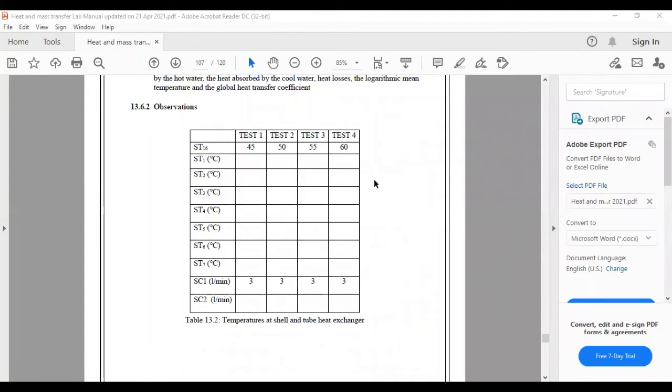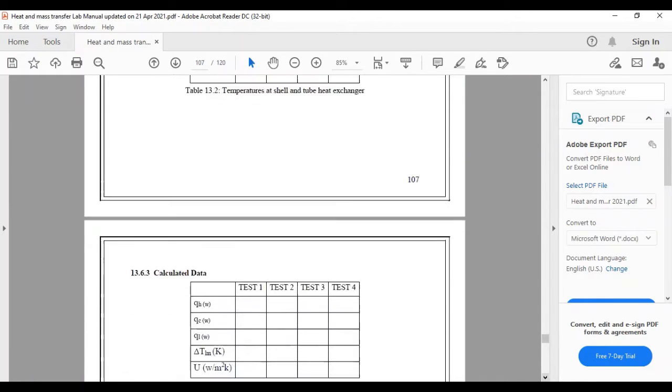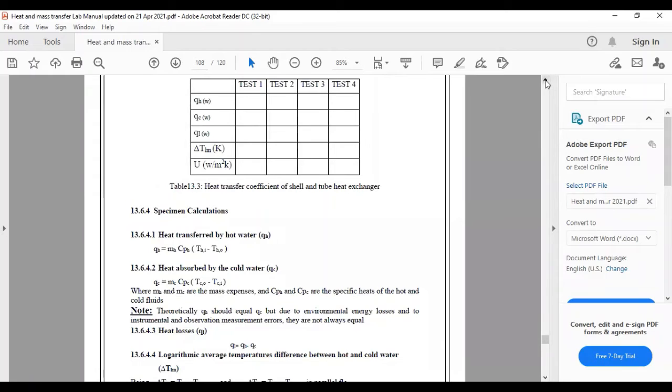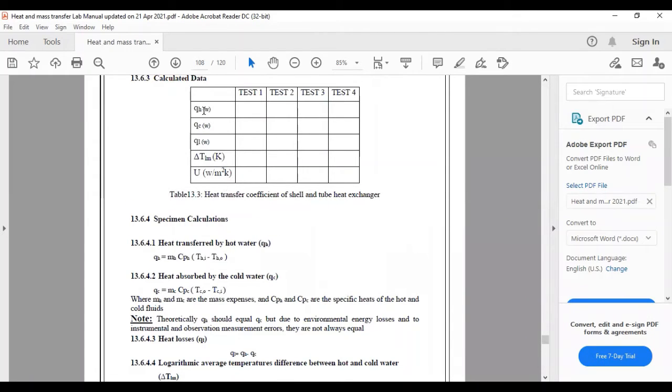Okay, we have got all the readings from the experiment, and these readings are all from ST1 to ST7, and the readings of the volume flow rate of hot and cold water. So now we will use these four sets of readings in our calculation. So this is our calculation table. We will calculate all of these parameters one by one. First of all is the QH.